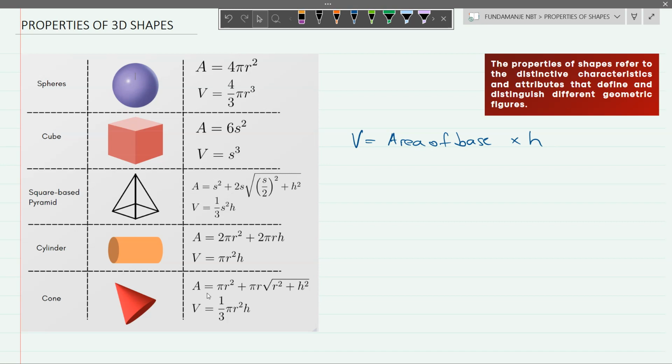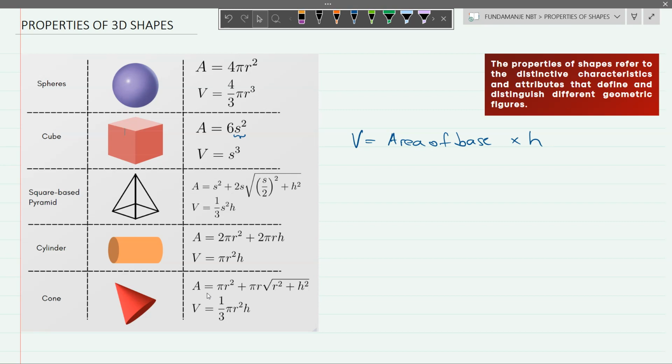Moving on, we have the cube. The cube has a surface area of 6s squared. This is because the area of one face of a cube is s squared, since it will be s multiplied by s, or side times side. But then we have 6 faces, 1, 2, 3 that we can see, then the other 1, 2, and 3 at the bottom that we cannot see, making a total of 6 faces. That's why it's 6s squared.